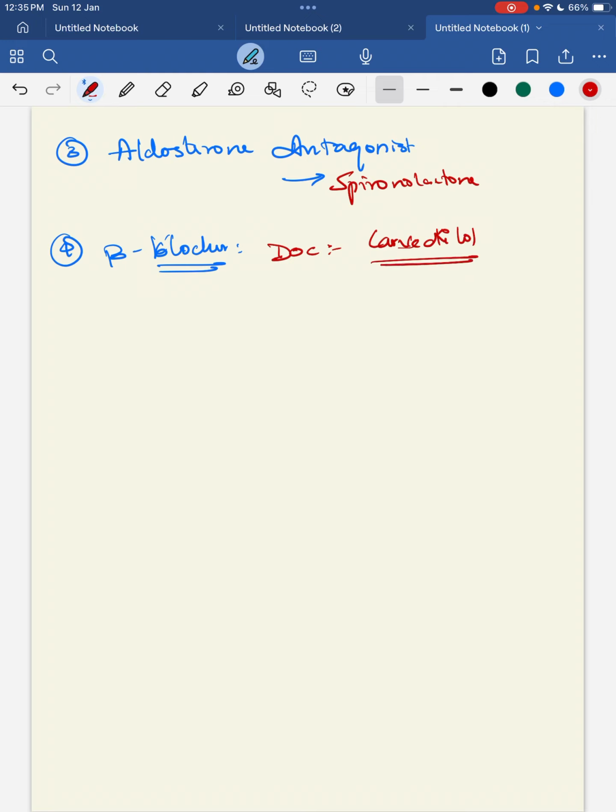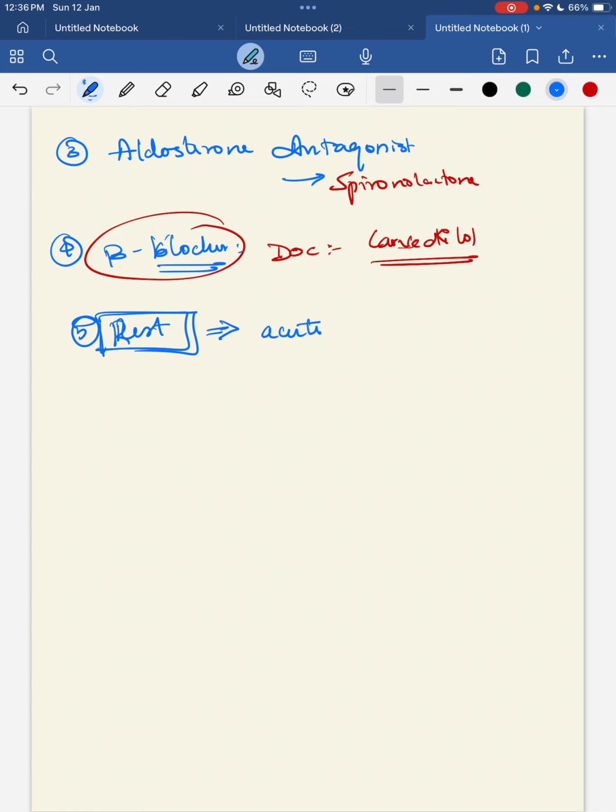Next, we'll see an unstable child, or a child with hemodynamic compromise. Then you use, first one will be your inotropes, IV inotropes. So we have dobutamine and dopamine.